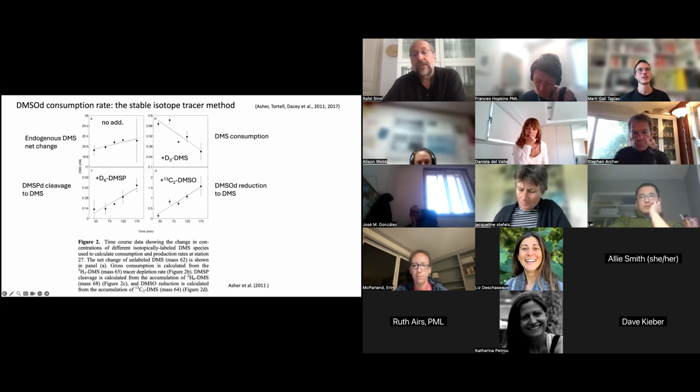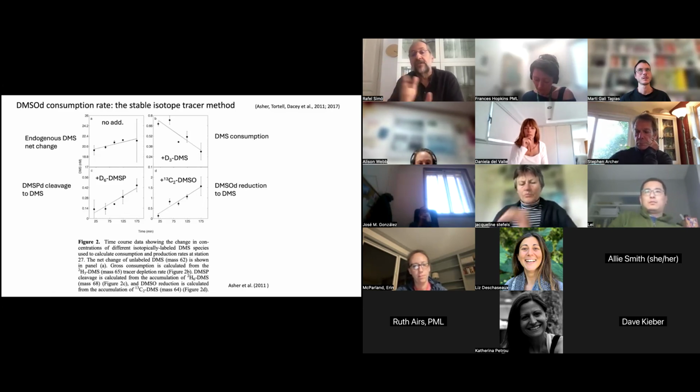And here, for instance, the idea is that you add a stable isotope labeled compound, and you follow its loss over time, and you can even follow the accumulation of the product, so that you not only know the loss rate, but the fate of this compound as it transforms into something else, because you can discriminate them by mass.